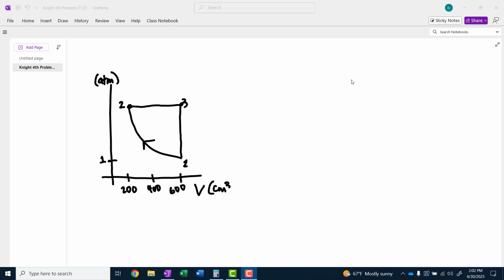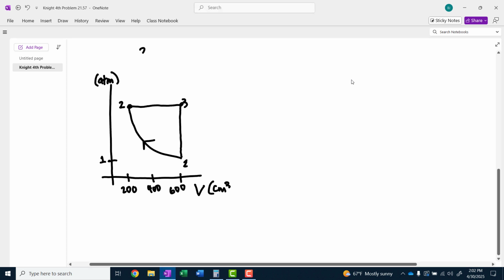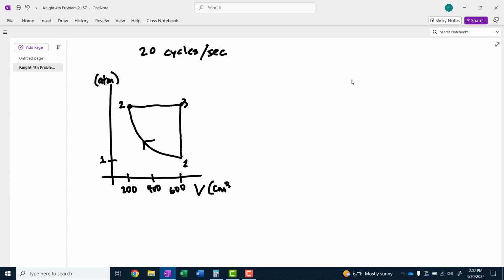In part A, what the problem is actually asking for is the power output of this engine. We're told that the engine operates at 20 cycles per second. So what we need to do is figure out the work output in each cycle. We'll find that number in joules, and then just multiply that by 20 to find how many joules per second of work, that useful work that this engine is doing, and that'll be the power output.